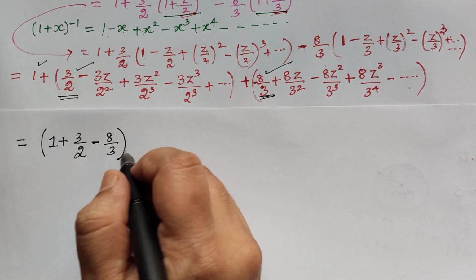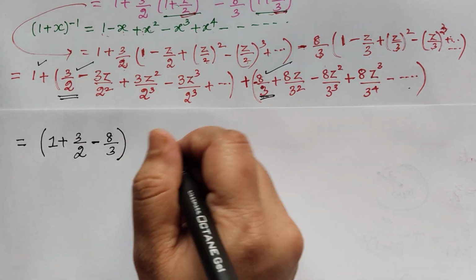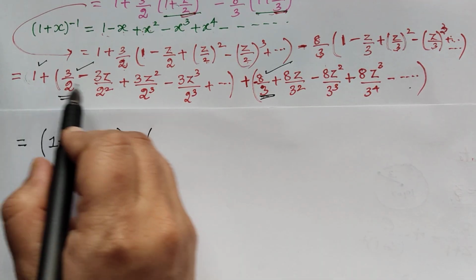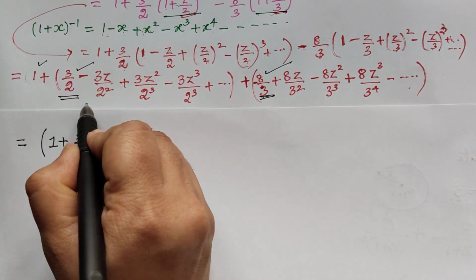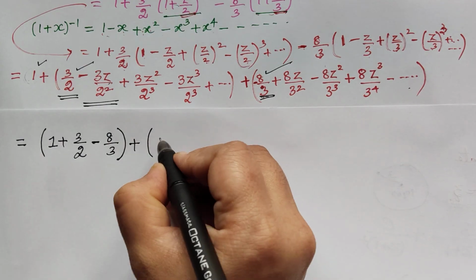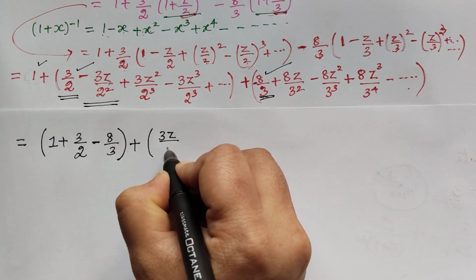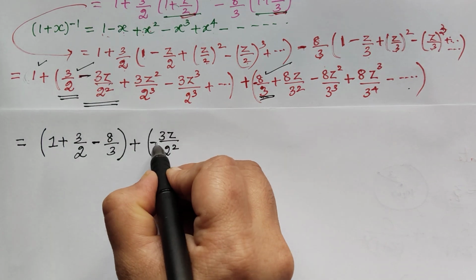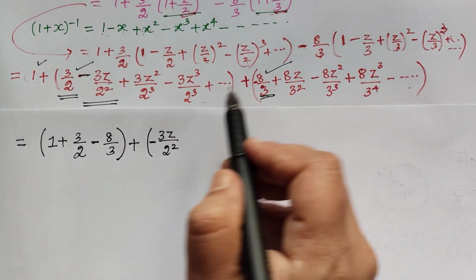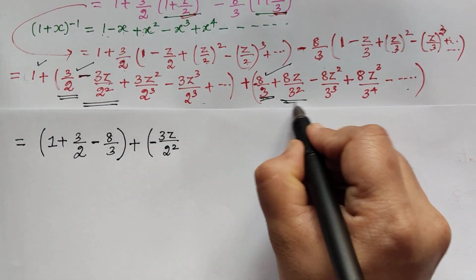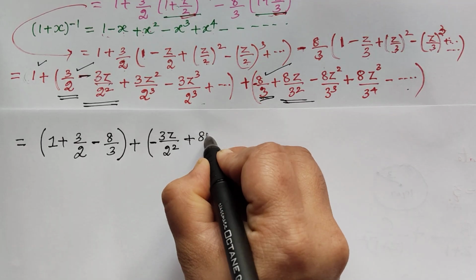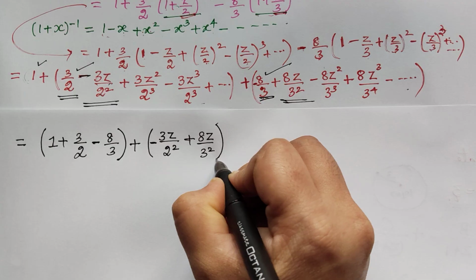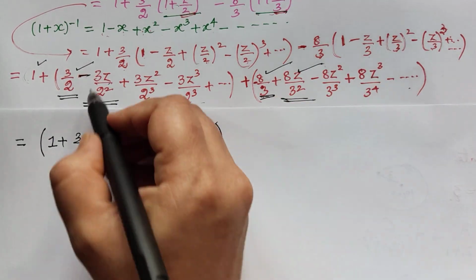Next we shall gather the z terms, that is z terms. So plus, do we have a z term here? No. In this series what is the z term? This one. So which is 3z divided by 2 square. And we have a negative sign before that, which we will write here. And that's all. Here what is the z term? So that is plus 8z by 3 square. So this is the z term. So it's done. So these terms are done.